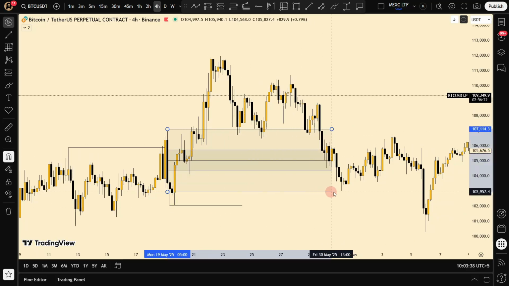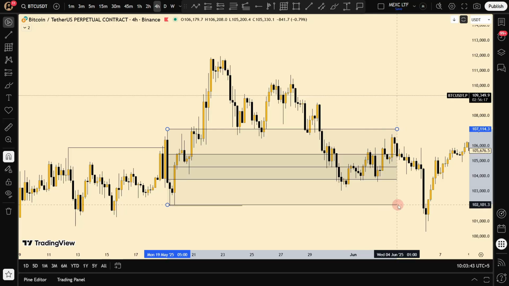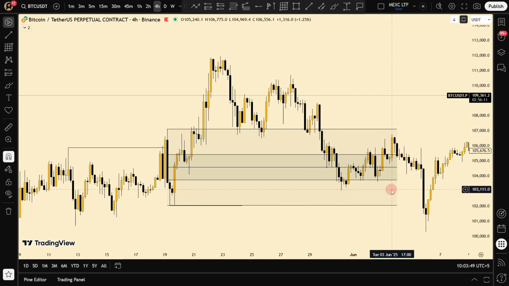And price, what does it do? It comes and it reacts somewhere. It reacts. From here, it does react, right?